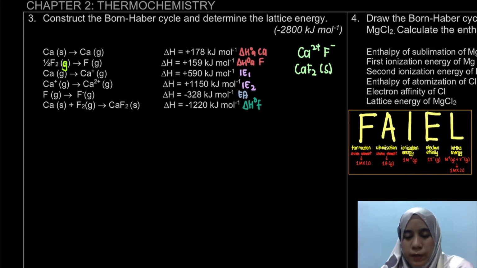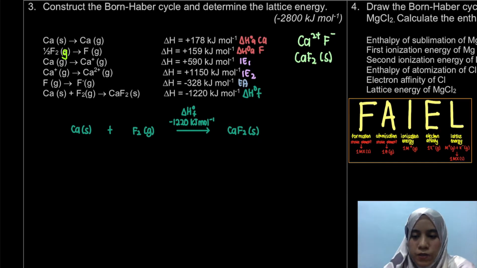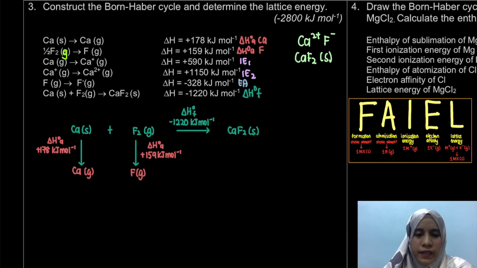From here, we do not know the lattice energy yet, so we have to draw the Born-Haber cycle. For the Born-Haber cycle, we will start with the formation. Once we have drawn the formation, next is the atomization, so we can do it for calcium as well as fluorine. But when we look at it, here is my F2, my fluorine. This is not the atomization, because remember, atomization is half F2 becoming F. Here it is becoming F, but here is F2.